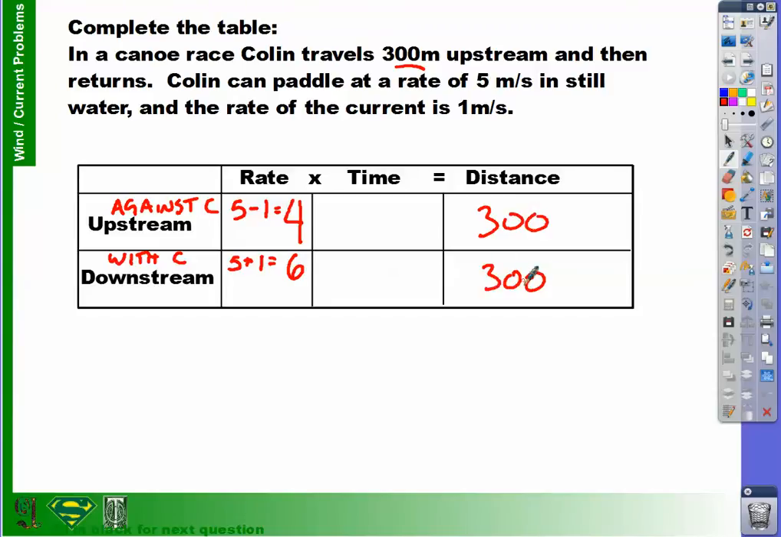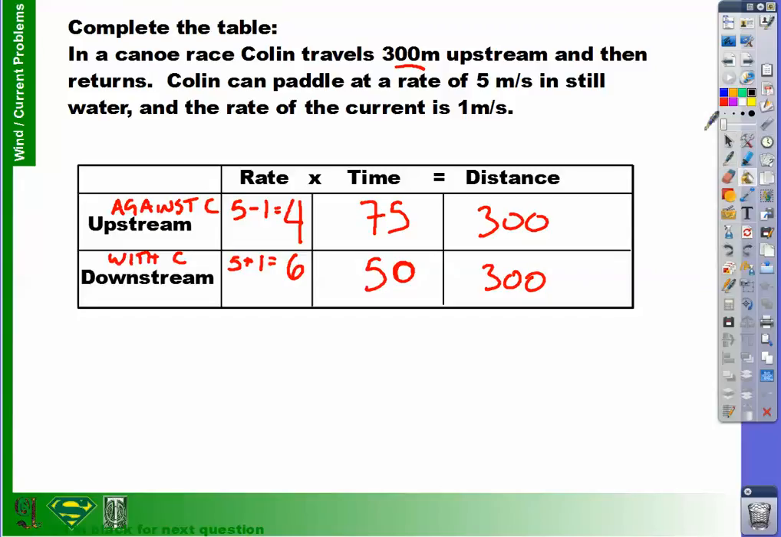And then here comes the time. Well, if I go 300 meters at a rate of 4 meters per second, that's going to take me 75 seconds. I'm just dividing it. Whereas if I go the same 300 meters at 6 meters per second, it's only going to take me 50 seconds. So I was able to complete the table. But the big question is, why on earth would I complete the table? There's no real question for me to answer.